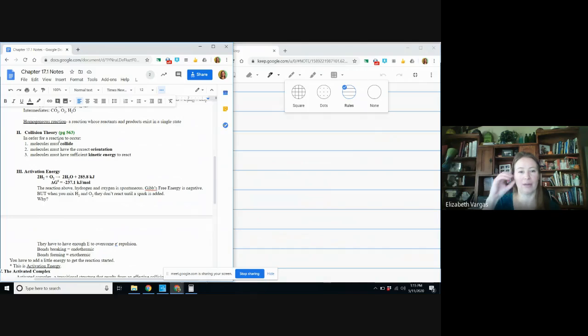So picture if the molecule looks like this, and in order to react, they have to bump into each other this way. This will not cause a reaction. This will not cause a reaction. Only when they collide properly will it react. Okay, and then the last thing is they have to have sufficient kinetic energy. So in order for them to actually react, the electron repulsion has to be enough that they can kind of overlap their electrons. If it was moving really slow, they repel each other, and they kind of bounce off each other without reacting.